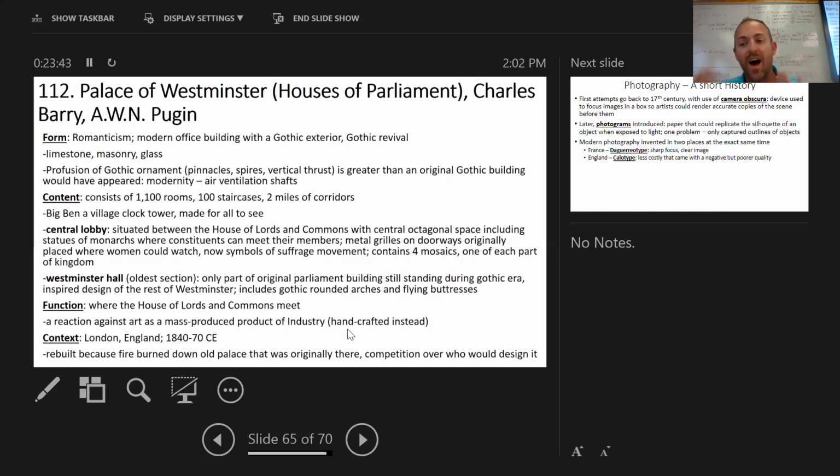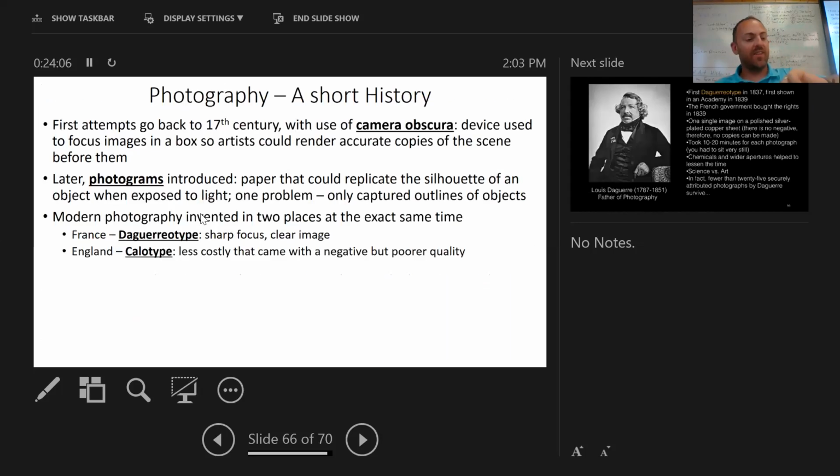They're like, look, we're not going to create a building that is typical of industry. We don't want it to look like a factory made this. We want to make this look like it was handcrafted. There's nothing more British than that, right? That's what they did. So like I said, it was rebuilt. There was a competition over who designed it, and obviously these two guys won out, Charles Barry and A.W.N. Pugin.